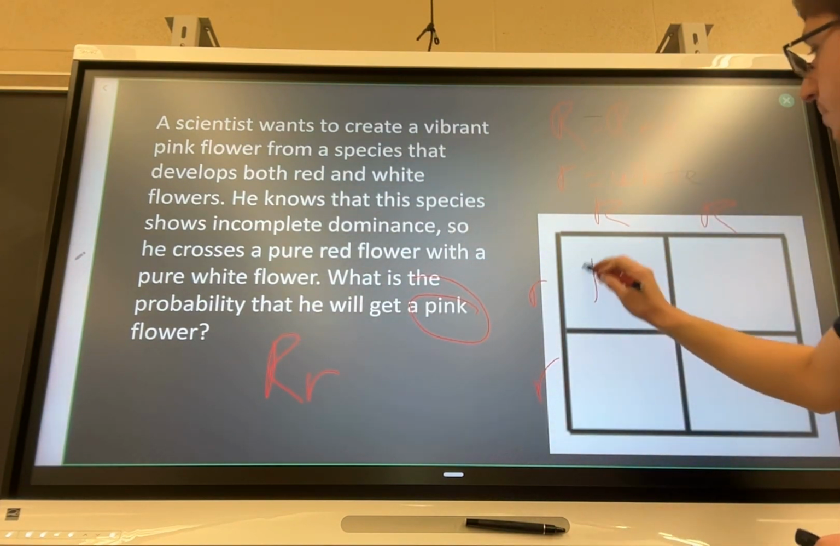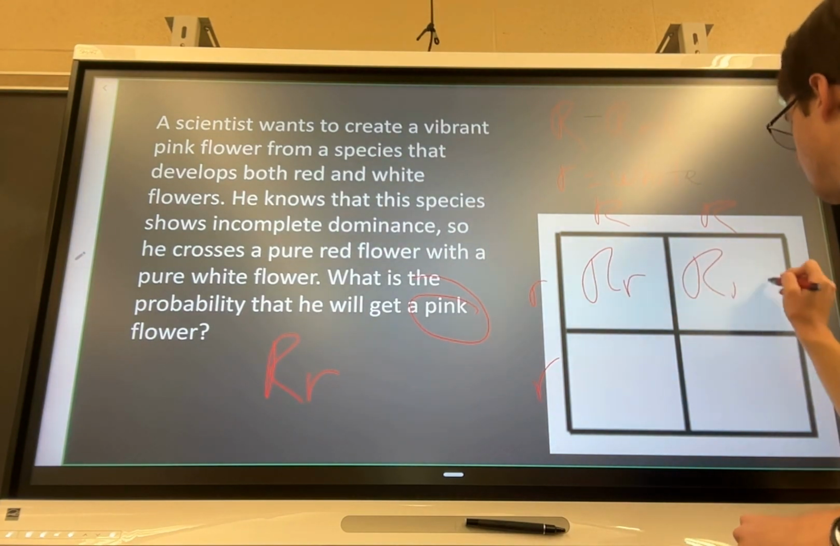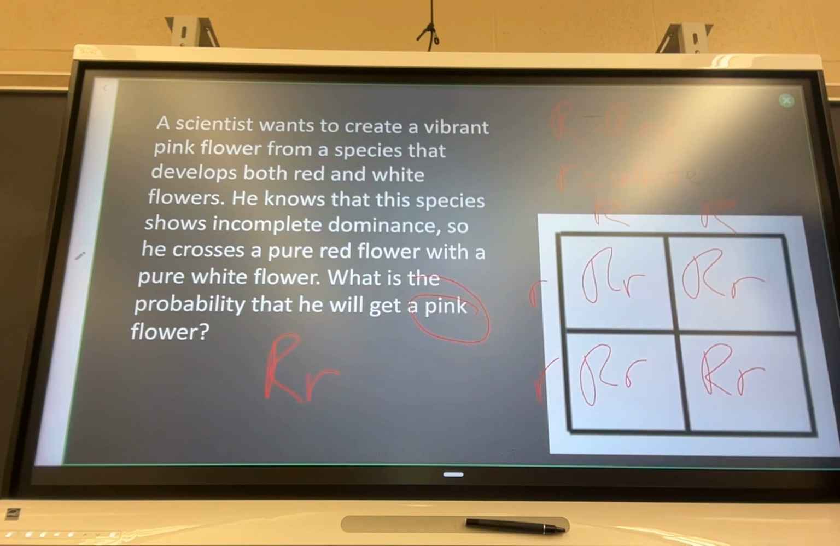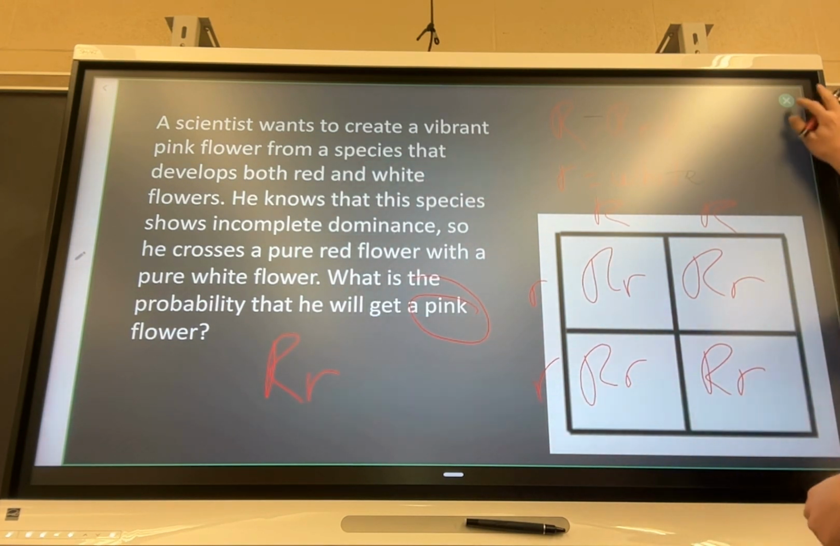So if we cross them, same thing we have been doing, we will find that there is a 100% chance that we will receive a pink offspring. There is a 0% chance that we will get a white or a red, because none of these are going to have 2 dominant alleles or 2 recessive alleles.